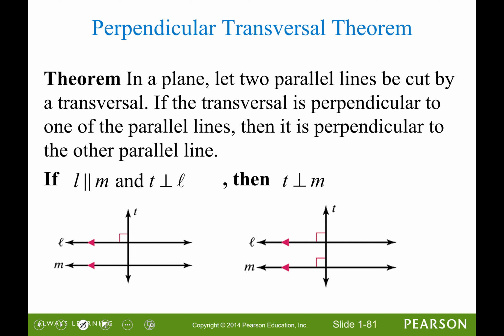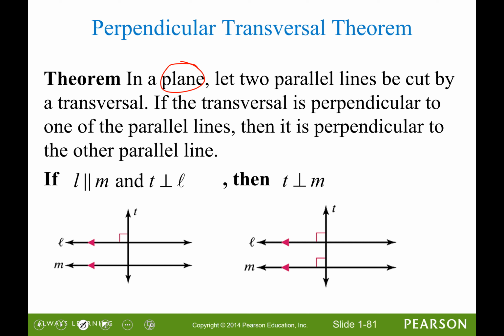Let's start with the perpendicular transversal theorem. The theorem says that in a plane, so you have to be able to draw it on one piece of paper, two-dimensional, okay? Let two parallel lines be cut by a transversal. All right, that's something we're used to. If the transversal is perpendicular to one of those lines, then it is perpendicular to the other line.